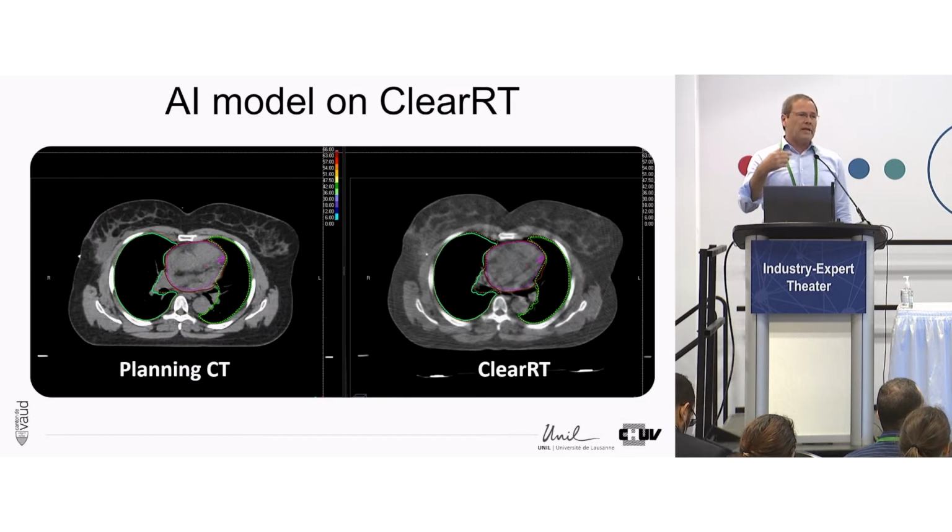Then we applied that AI model on ClearRT images, and this is an example on the right. We just apply the same model but on other images, because this might be related to the quality of images. And what you can see, this is just an example, is that the contouring is pretty good. I don't know if you may have another opinion, but at least for me, this is pretty good. And that means that we can auto-contour from ClearRT images so that we have the contours.